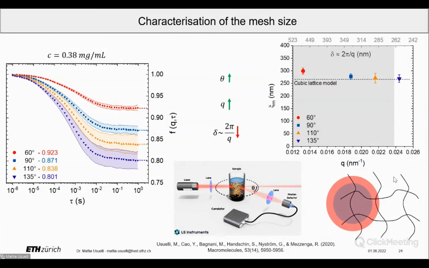At the same time, when I increase the Q-vector, you see here that we look at smaller length scale until we approach the characteristic size of the mesh size. So I am looking only at the single fraction of a single amyloid fibril. In this case, the value of the mesh size that I am extracting becomes more and more reliable, because the theoretical model that I've been using, which describes the behavior of the single amyloid fibril, is aligned with the length scale that I am probing.